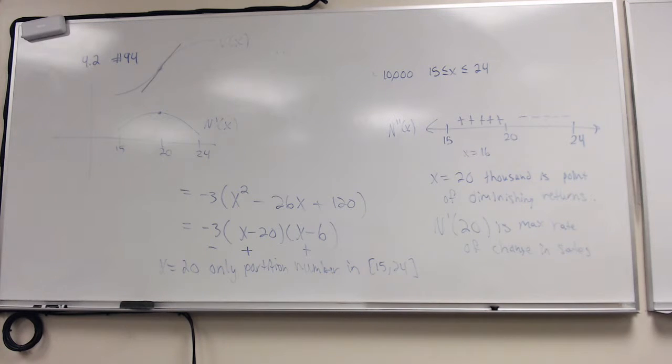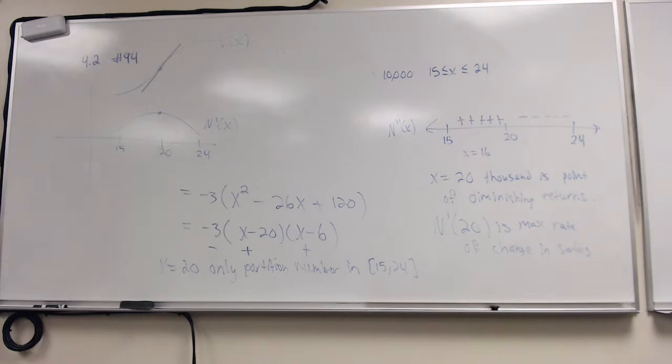And then what does it say? It's just asking for the maximum rate of change, and then it asks us to graph n and n prime on the coordinate system. Okay, so I kind of took care of it all. Yeah. And they also want the point of diminishing returns?